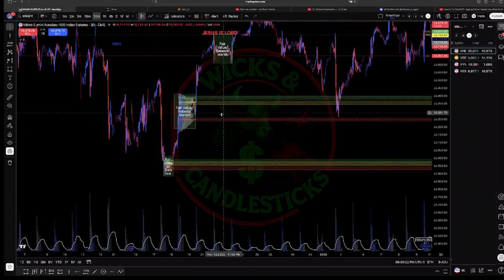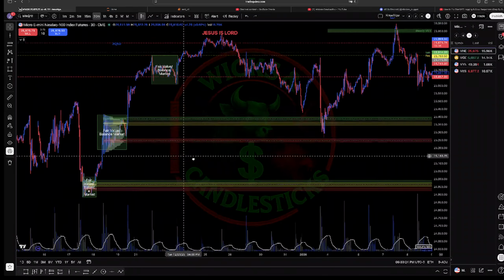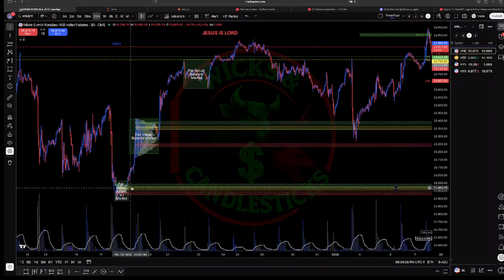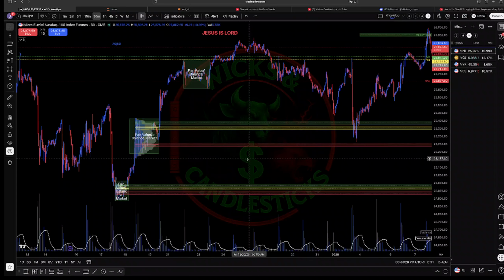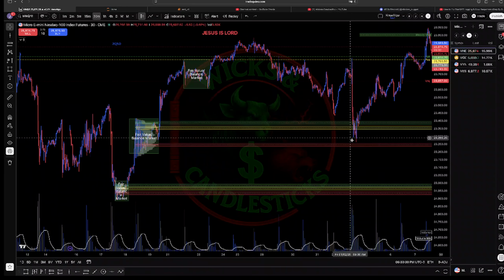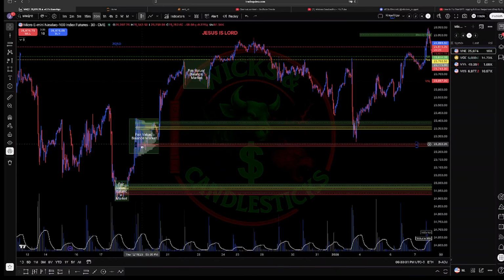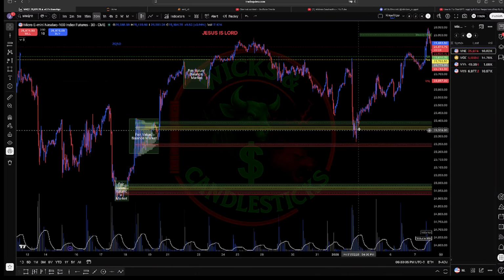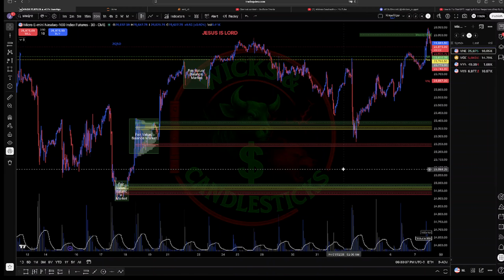But if you see here, if you had this marked out and you had this marked out, you could have caught this trade here. Price came down to the value area low, and what did it do? It took off.